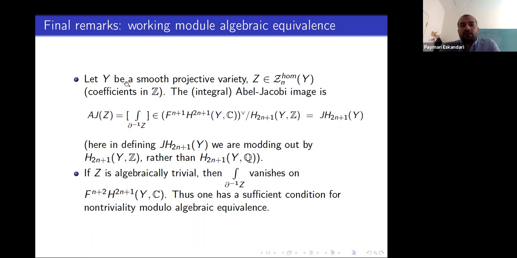Let Y be a smooth projective variety and Z a homologically trivial n-cycle. And now in this slide, I'm actually going to take the integral Abel-Jacobi map. So now I'm modding out by the integral homology.